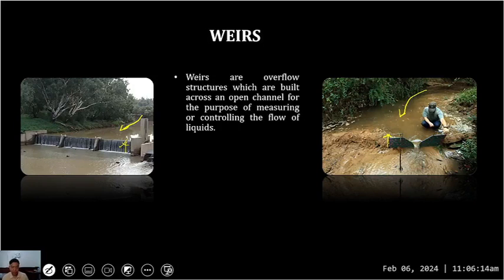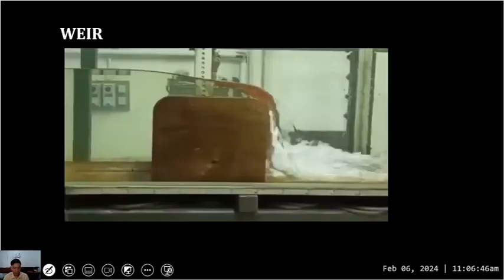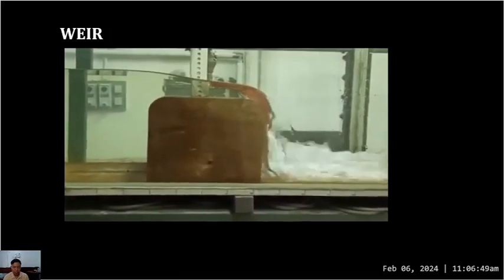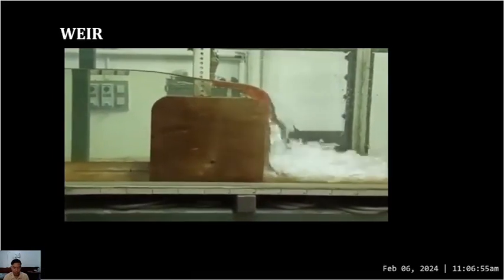So weirs are overflow structures which are built across an open channel for the purpose of measuring or controlling the flow of liquids. So yan po yung primary purpose ng weirs natin. And it has been commonly used to measure the flow of water, but is also now being adapted to measure the flow of other liquids. So ganun siya ka useful, no? Can also be used besides ibang liquid, besides water. So ito yung hitsura ng weir natin. Kung titingnan mo siya sa side, no?